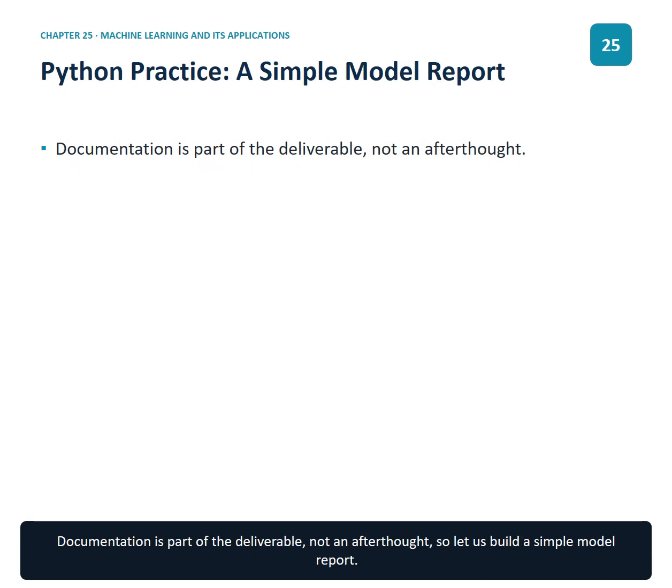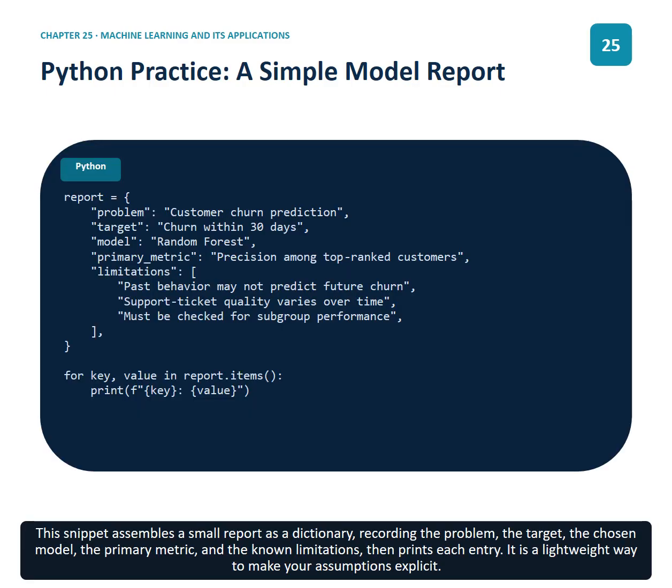Documentation is part of the deliverable, not an afterthought, so let us build a simple model report. This snippet assembles a small report as a dictionary, recording the problem, the target, the chosen model, the primary metric, and the known limitations, then prints each entry. It is a lightweight way to make your assumptions explicit.